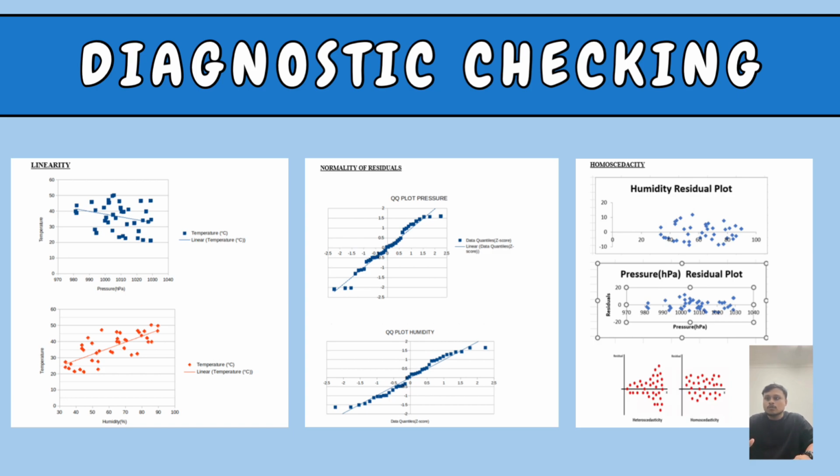Third is homoscedasticity, or constant variance, where the spread of residuals remains approximately constant across all fitted values. The conclusion is the homoscedasticity assumption is met. Fourth is normality of residuals, where most residuals lie close to the reference line. The conclusion is residuals are approximately normally distributed.